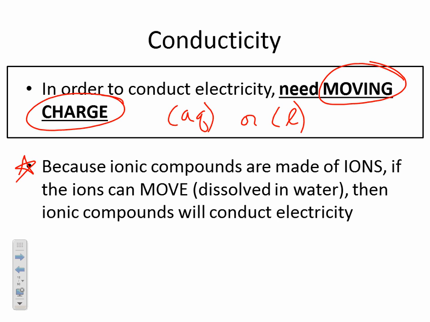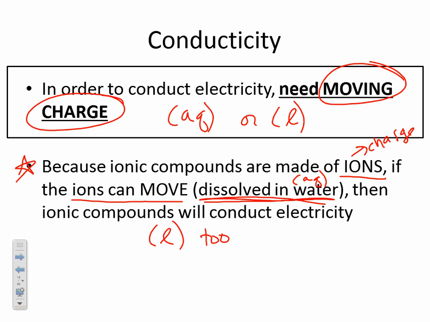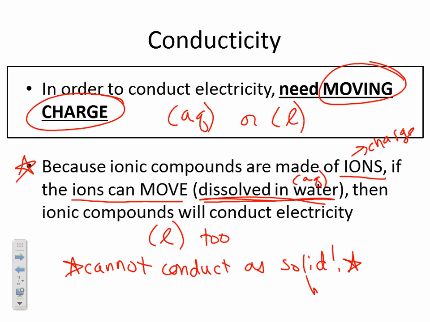So ionic compounds, because they're made of ions, well, that's a charge, right? Ions, by definition, they have a charge. So we have that aspect of conductivity. The ions, though, on their own aren't enough for conductivity. The ions have to be able to move. So when an ionic compound is dissolved in water, AQ, now you have charges that can move. The liquid phase works as well. When an ionic compound is in its liquid phase, now the ions can move and it will conduct electricity. But it cannot conduct as a solid. An ionic compound will not conduct as a solid because the ions can't move. Right? The solid things are locked in place.